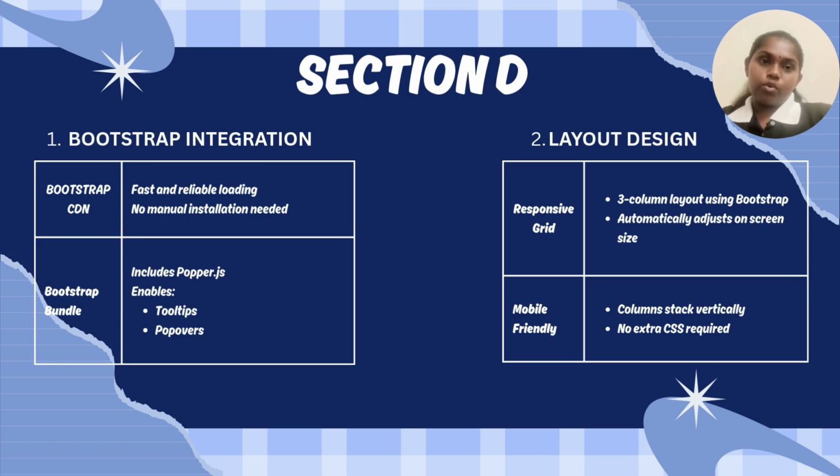So now we are moving on to section D. Section D focuses on Bootstrap integration and design. Bootstrap is added using a CDN for fast and easy setup, and the bundle includes Popper.js, which enables features like tooltips and popovers. The layout uses a responsive grid system that automatically adjusts to different screen sizes and becomes mobile friendly by stacking columns vertically without extra CSS.